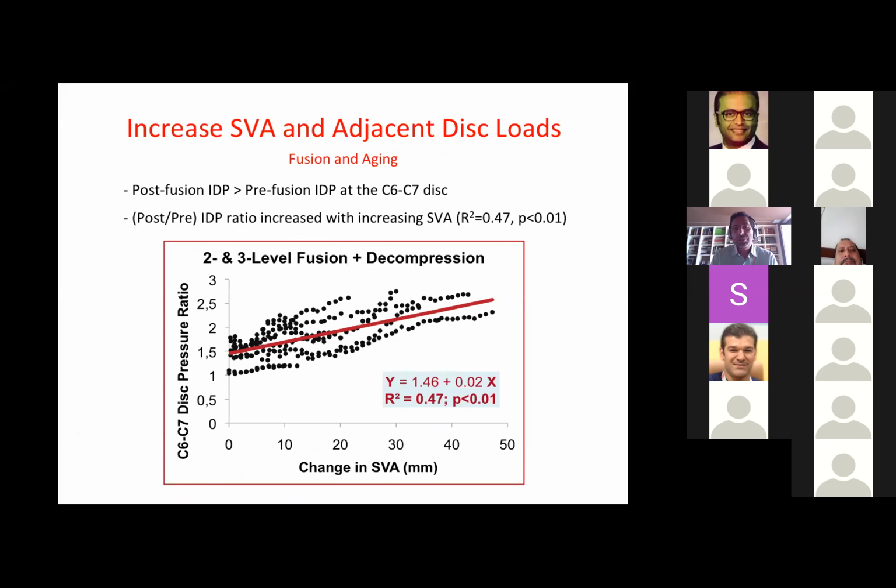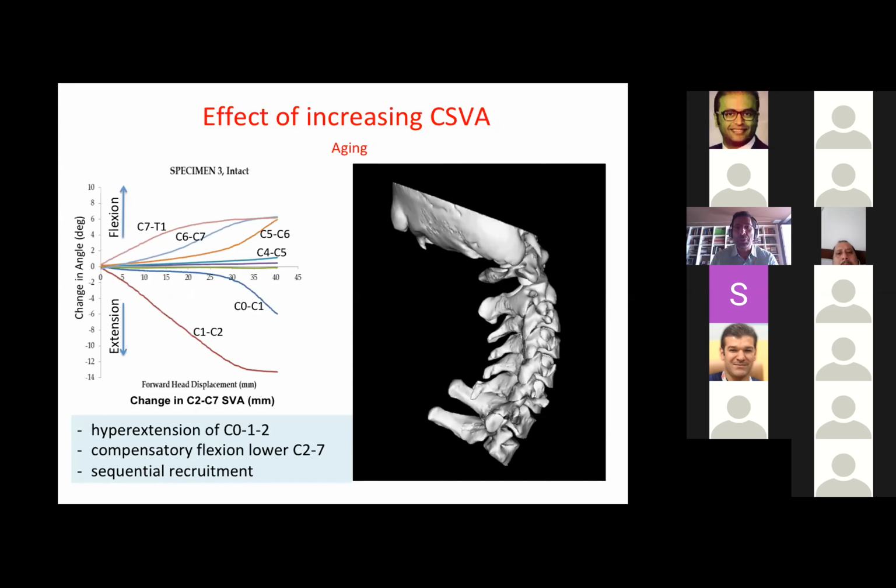And I just want you to think a little bit out of the box, looking at, for example, this very nice work from Pat Worden, showing that as your SVA increases, which is something common with age, there is an increase in this ratio of intradiscal pressure in the adjacent level discs, as you see here. So by doing fusions, you are putting a lot of pressure on adjacent levels, and this increases with an increase of SVA, which is quite common with aging.